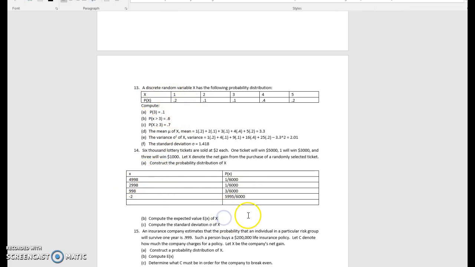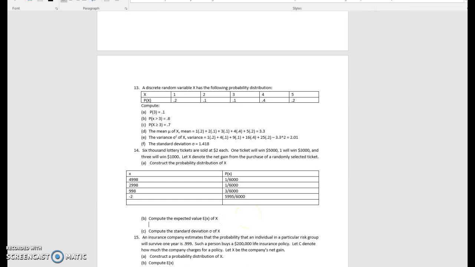All right, so our expected value is going to be equal to 4,998 times 1 over 6,000, and 2,998 times 1 over 6,000, and 998 times 3 over 6,000, and finally, minus 2 times 5,995 over 6,000. And then we want our calculator to do this calculation for us.